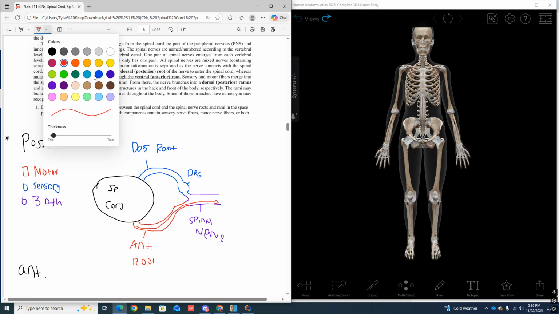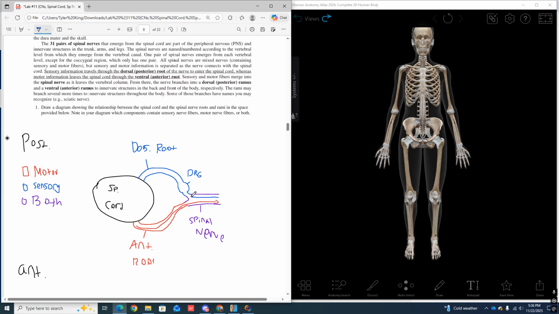And then the sensory information is coming back to the spinal cord. So it's going to run like this, all the way back to the spinal cord. We can see that when they're inside of the spinal nerve, you have a combination of both. So it's kind of like a 2-lane highway. You have one car going one direction, one going the other. Same thing here. Motor information goes one way, sensory information goes the other way.